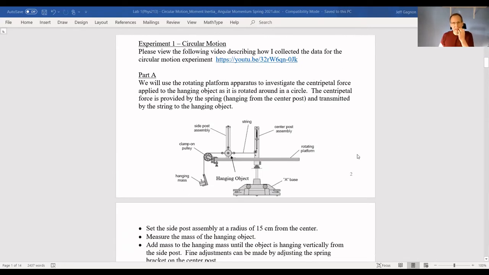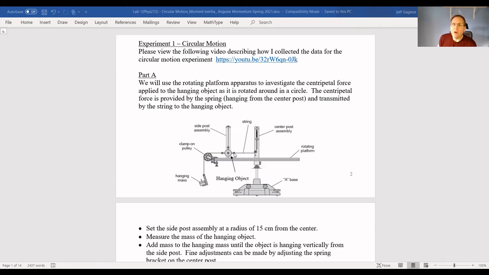Okay, so for the first experiment, and again, this deals with this rotational apparatus, make sure you watch the short little video that I created where I describe how I actually collected the data. Basically, what you have going on here is you have this hanging object, and it's going to be rotated around in a circle. So this thing rotates around. Again, this will make more sense if you watch this video. And you're going to rotate it at a certain angular speed, so a certain omega, such that the hanging object hangs vertically.